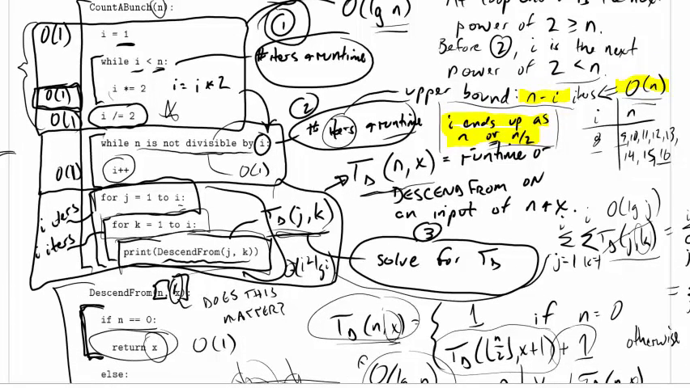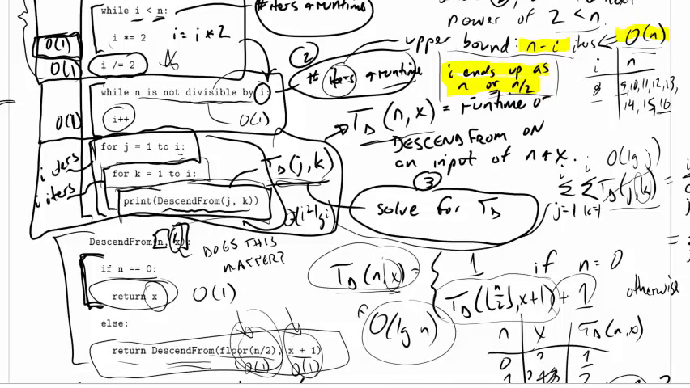I ends up as n or n over 2. So this is either n over 2 squared log of n over 2, or it's n squared log of n. And asymptotically, it doesn't matter which one that is. So we can actually say, because I ends up as n or n over 2, we can actually have a bound on this second loop.